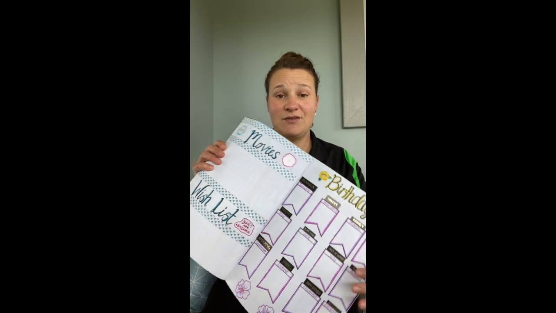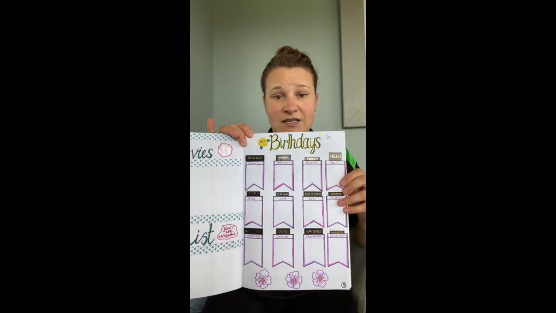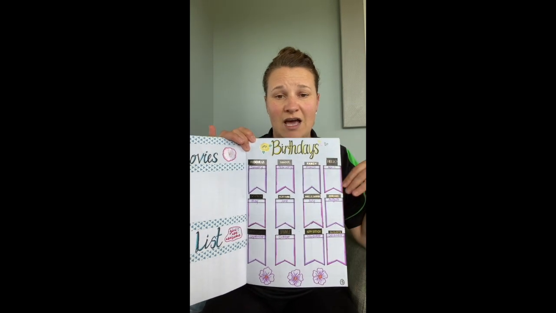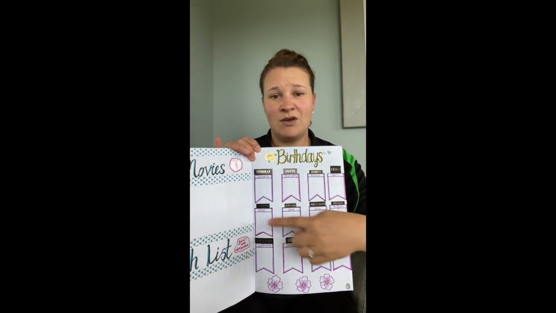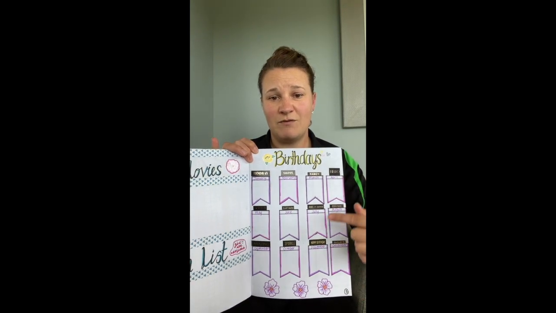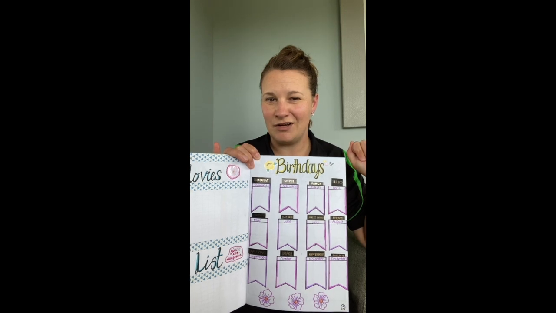On the second part of your spread, I've also done your birthdays. This is where you record when your friends and family have their birthdays. Make sure that you have every month, the 12 months there, so you can record everybody's birthday and keep track of them so you're not going to forget anybody.